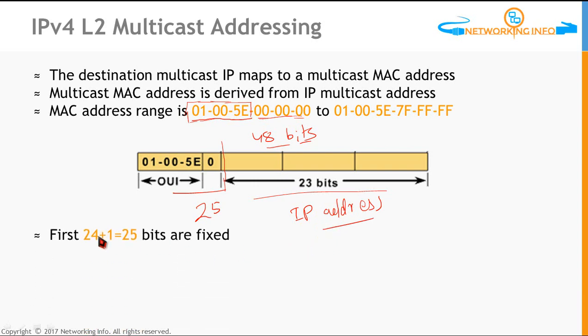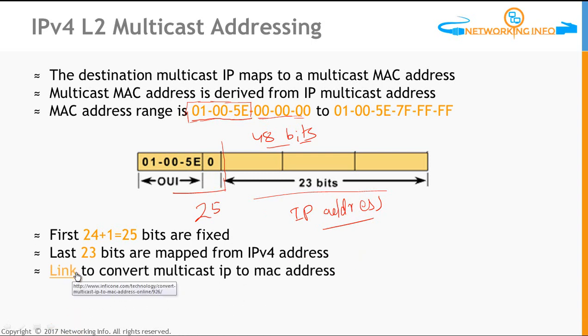Let's understand. The first 24 bits up to here are fixed, designed by the OUI. Then the 25th bit, the first bit here, you always need to keep 0, whether it was 1 or 0. So these bits are always fixed. The last bits we will bring from the multicast IP address.